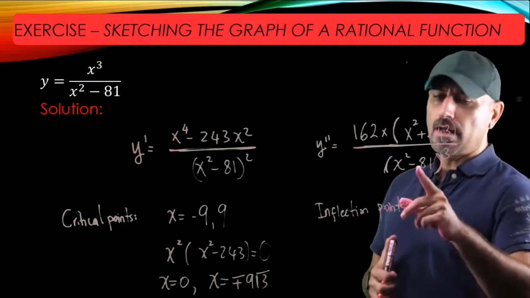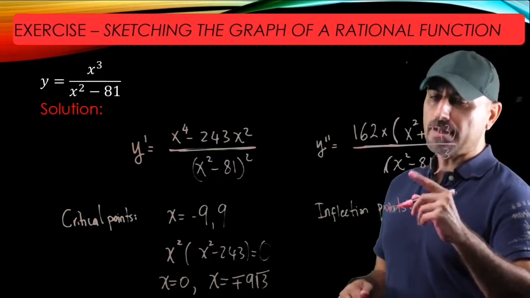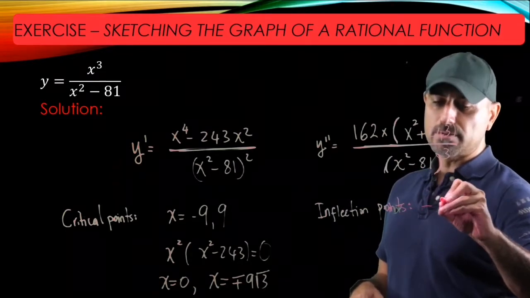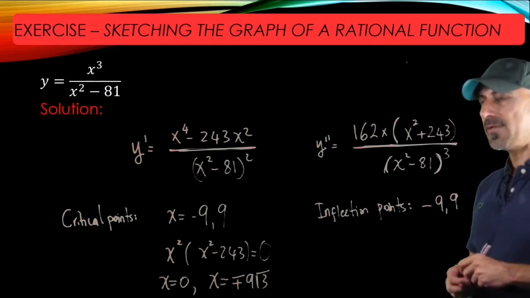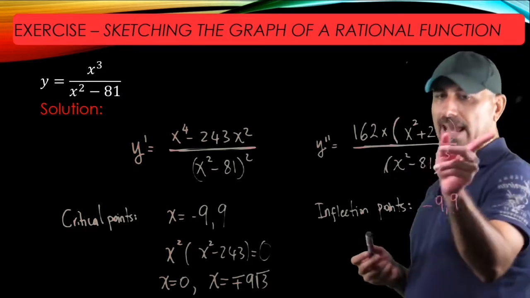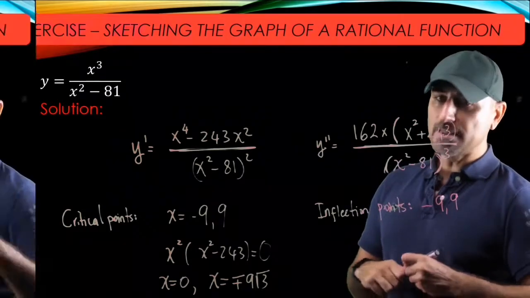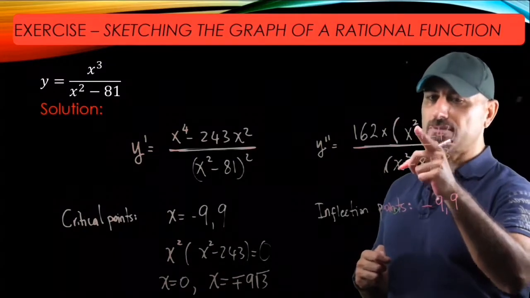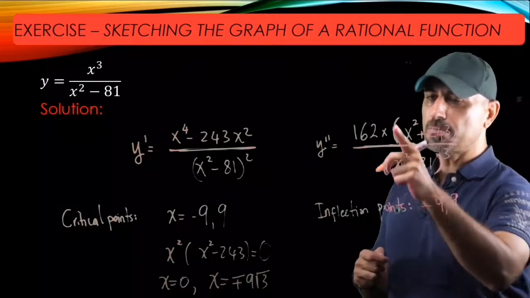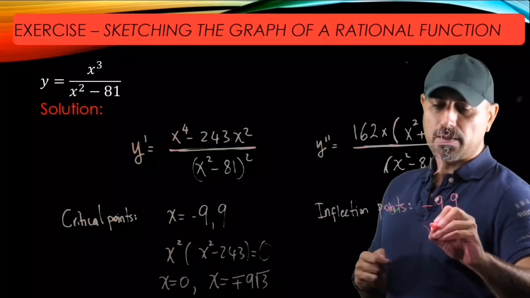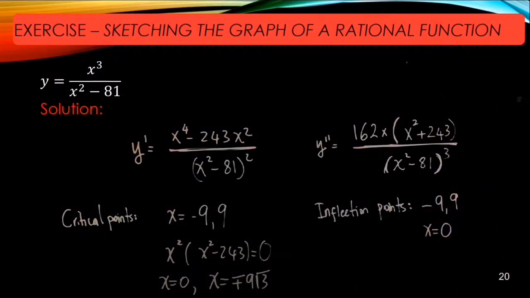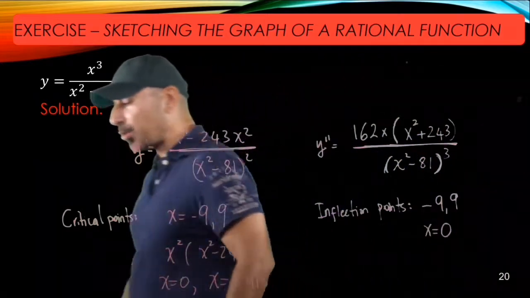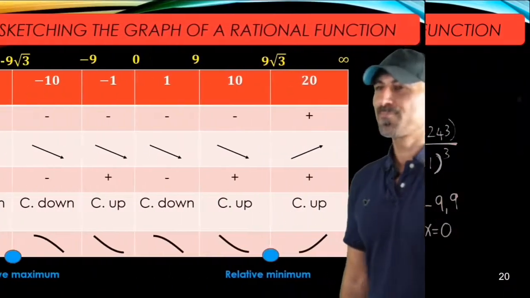Similarly, we're collecting the points that make the bottom of y double prime 0. So these are -9 and 9, as well as the x's that make y double prime 0. And these are the x's that make the top 0. Well, this quantity is positive, so there's no way you can get anything out of this. But x equals 0 is making the top 0. So in turn, you have 3 inflection points and 5 critical points.